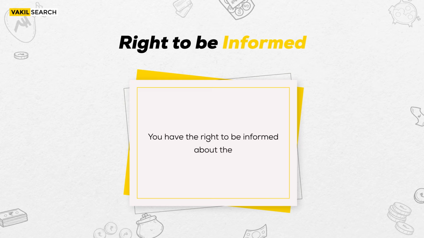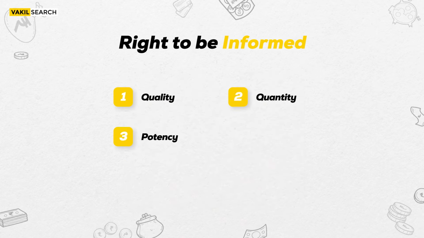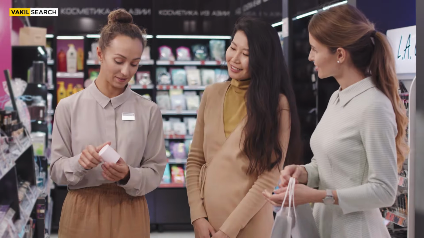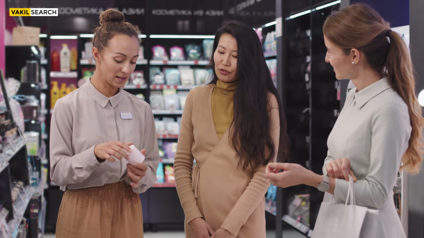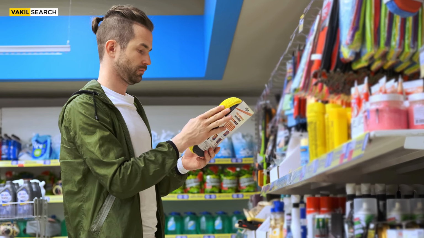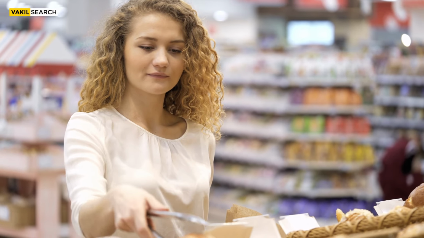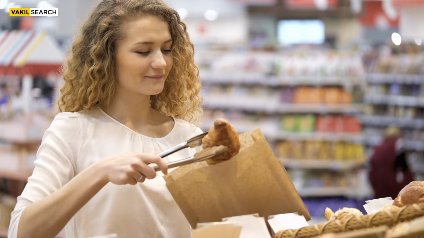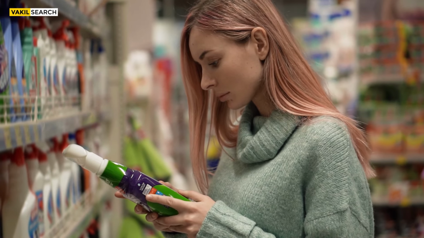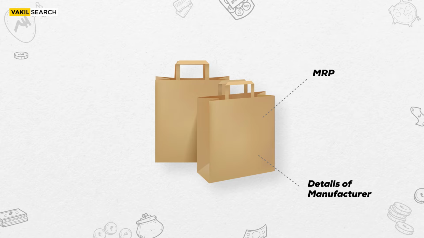The next is the right to be informed. You have the right to be informed about the quality, quantity, potency, purity, standard, and the price of goods, products and services as the case may be, so as to protect yourself against unfair trade practices. You should insist on getting all the information about the product or service before making a purchase decision. This will enable you to act wisely and responsibly and also prevent you from falling prey to high pressure selling techniques. For this reason, every product that you use should have a clear label which contains all the necessary information about the product, such as the MRP, the details of the manufacturer, the components of the product, expiry date, etc.